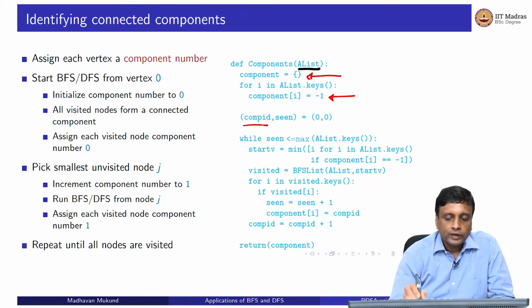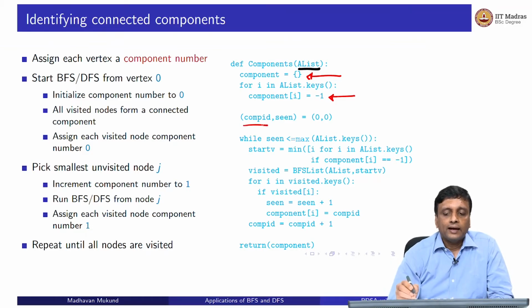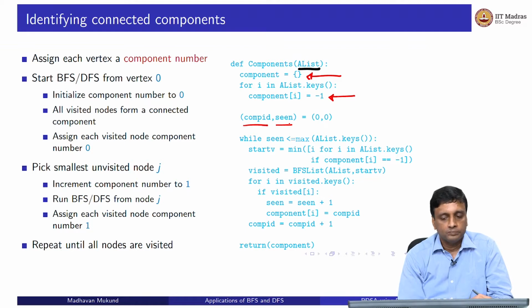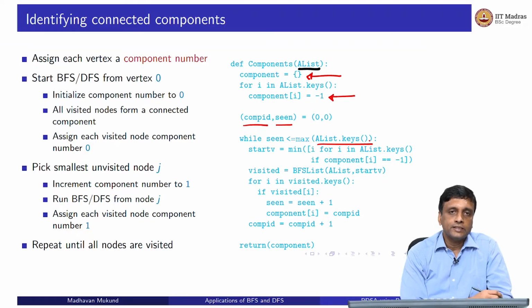I have a current component ID which I will call comp ID, and this is one way to see whether we have finished or not. I will keep track of how many vertices I have actually visited. This is the number seen. So, seen is just the number of vertices which have been visited. When I have seen n vertices, I have visited them all. If I look at the keys of my adjacency list, they run from 0 to n minus 1. So, so long as the number of vertices I have seen is less than n, there is still some work to do.